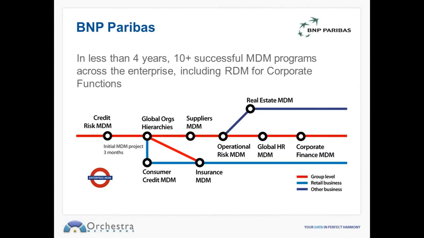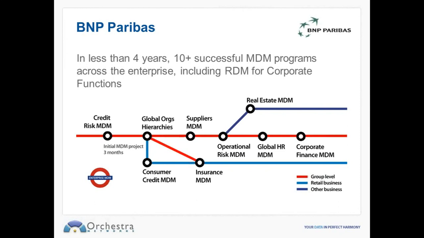They started using our EBX5 software 4 years ago. And as you can see on this illustration, BNP started on a very specific initiative around credit risk and delivered a quick project in a few months. But then they decided to reuse and deploy the technology across a lot of corporate functions. So that's the red line, covering suppliers, organization hierarchies, operational risk, global HR, and corporate finance.